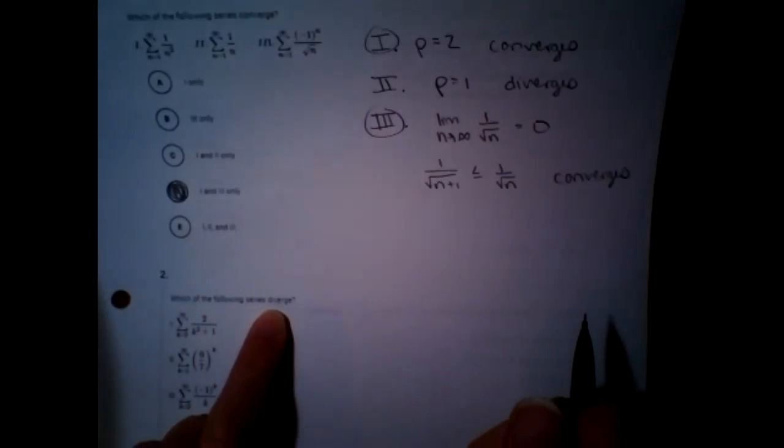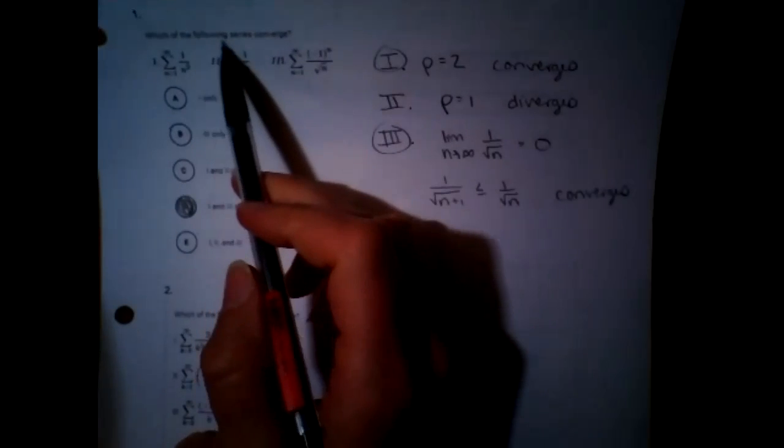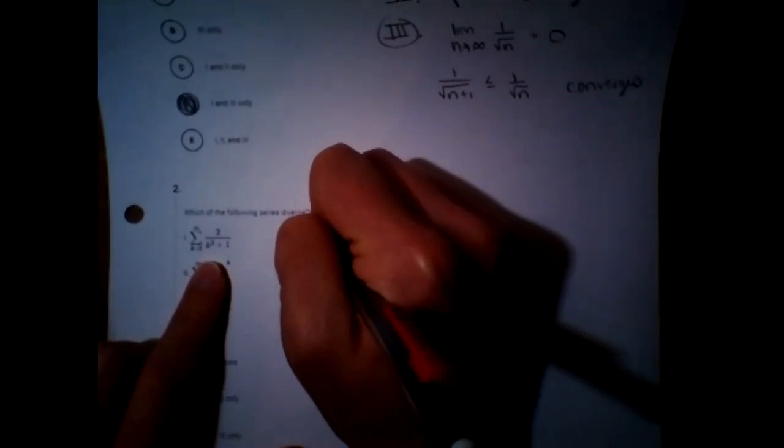All right, and then this is really similar, but it says which of the following series diverge. So be really careful. This one says which of the following converge. This one says which of the following diverge. So just be careful with what it's asking you here.